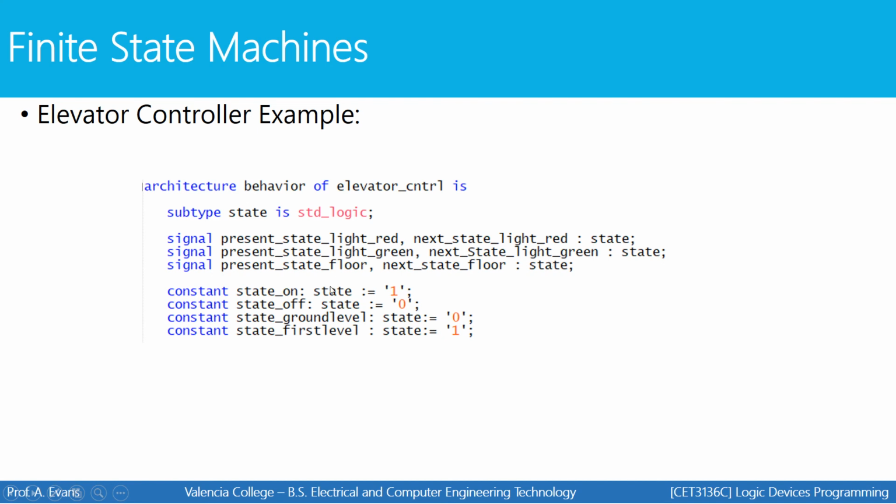Then I decided to take our definitions that we talked about earlier, create constants where I define state on, state off, state ground level, state first level. So I know that if a light is on, that's a 1. If a light is off, that's a 0. If we're on the ground level, that's a 0. If I'm on the first level, that is a 1.